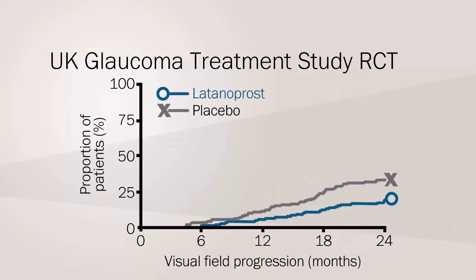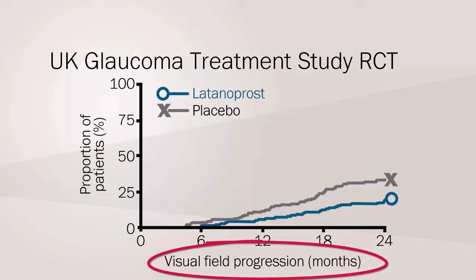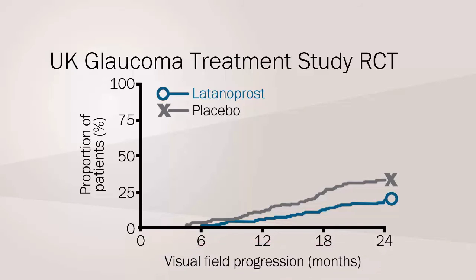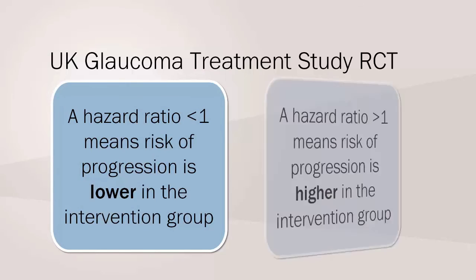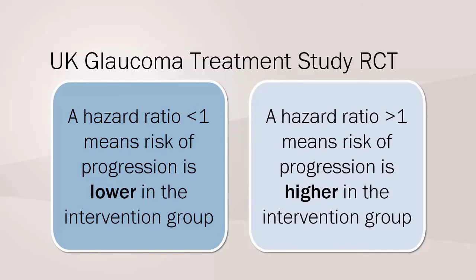The primary outcome was the time taken to visual field deterioration up to the 24 months. The data were analysed by time to event, where the event was confirmed visual field deterioration. Events were compared between the two groups. This produced a hazard ratio. A hazard ratio of less than 1 means that the risk of progression is lower in the intervention group. A hazard ratio greater than 1 means that the risk of progression is higher in the intervention group.